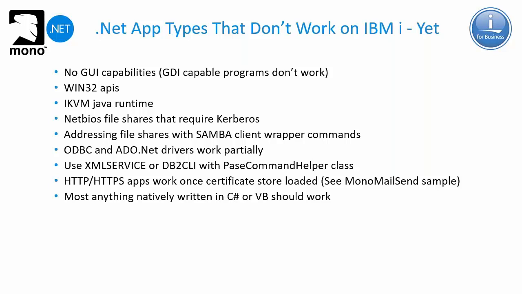NetBIOS file shares require Kerberos, although I was one of the first people that asked for Samba on IBM i, but probably one of the people that never used it. But I discovered, as I was playing around with this, the Samba zip file, and even if you're not running the Samba server, you can actually use the SMB client or the Samba client in conjunction with these calls. Because under the covers, if you call something from one of these .NET apps, it can call a command line.